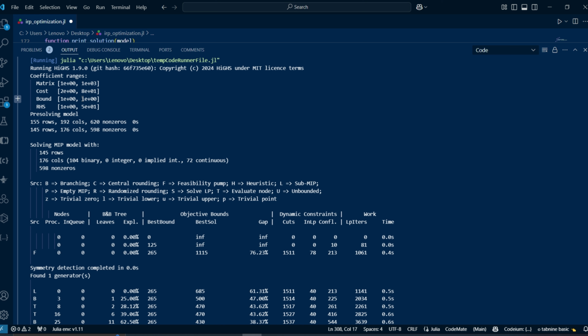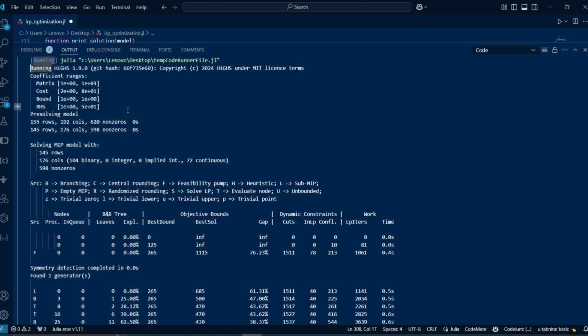And what happens here? The solver we used is HiGHS, version 1.9.0, an efficient optimization solver for linear programming and mixed integer programming.